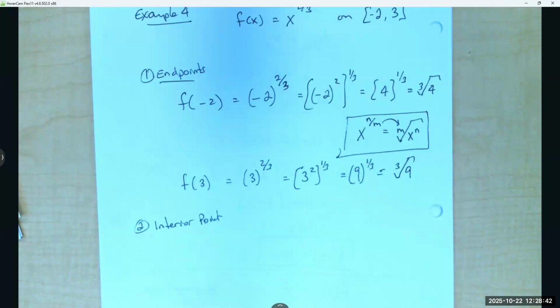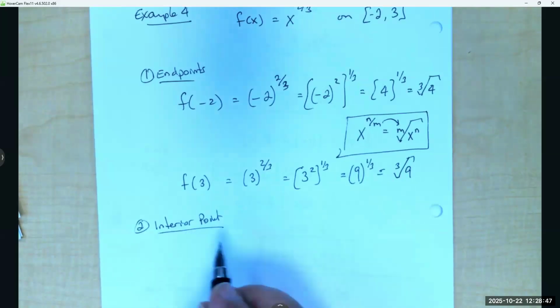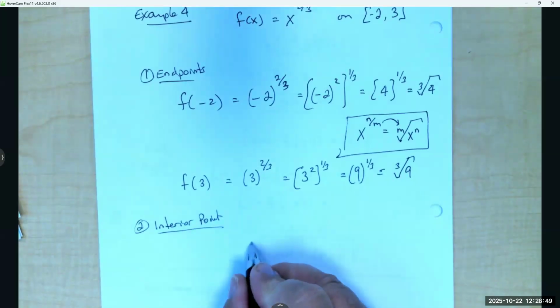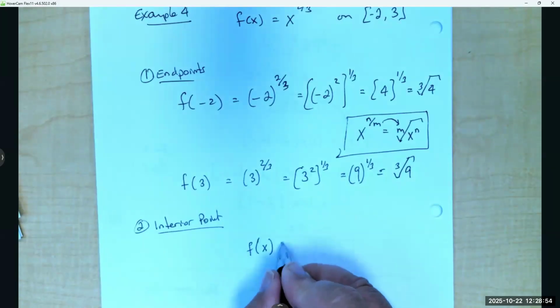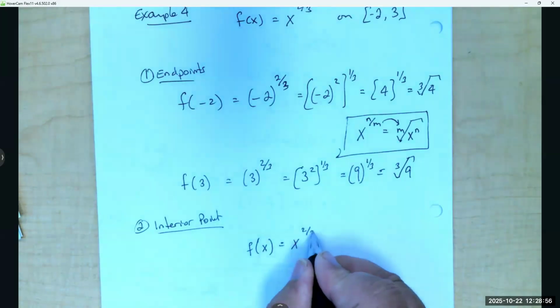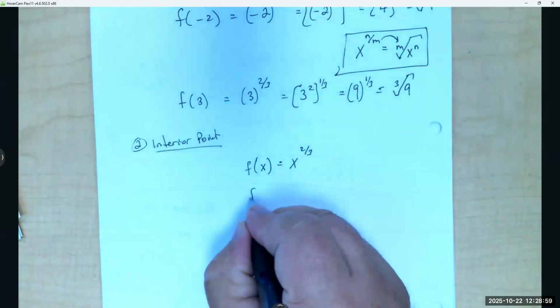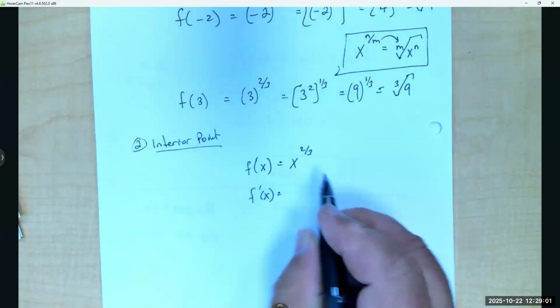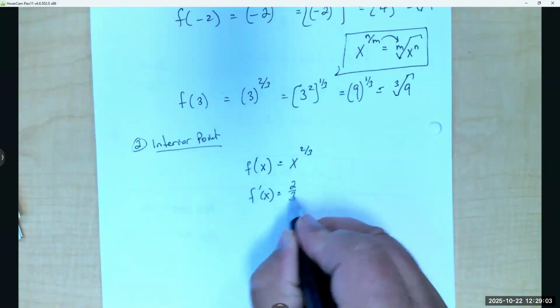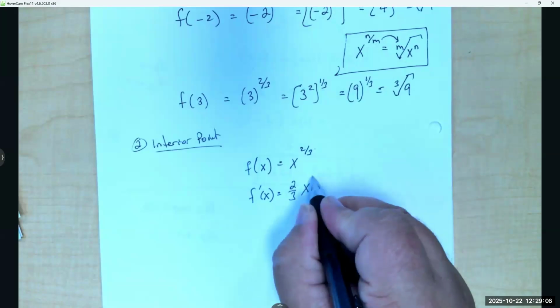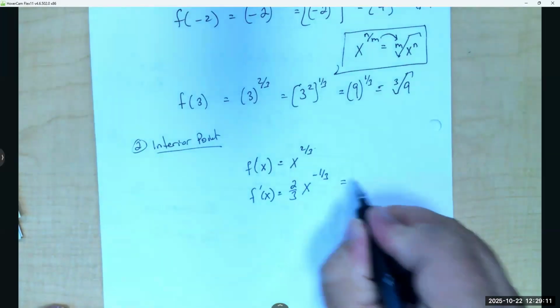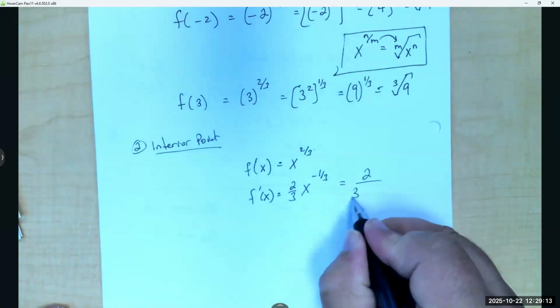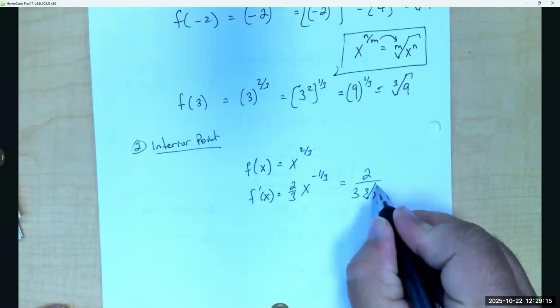Now, is there another point between -2 and 3 that'll work? How do we find that point? We take the function and find the first derivative of it. Bring the power down and subtract 1, which makes it -1/3, so we get 2/3 cube root of x.